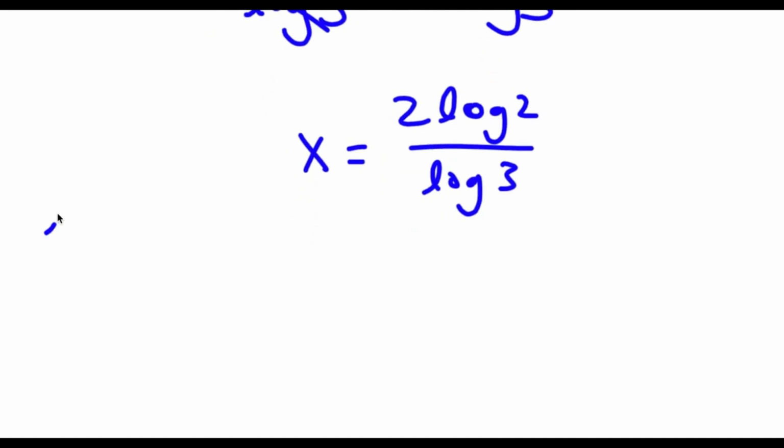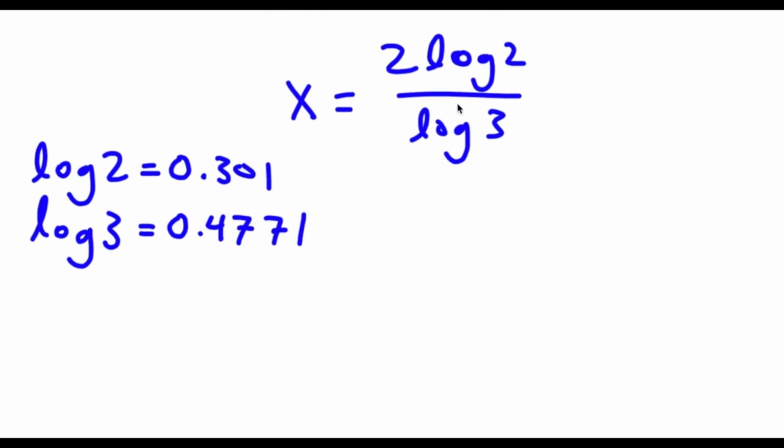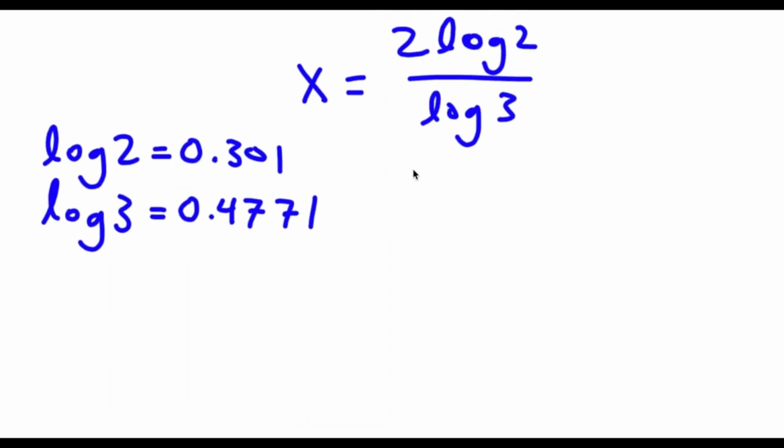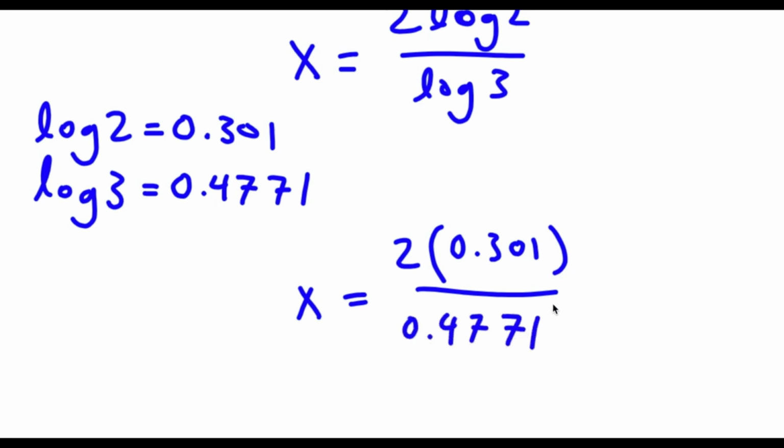Now the value of log 2 is equal to 0.301. And log 3 is equal to 0.4771. So now if I plug these values into our equation here, I get x is equal to 2 times 0.301 over log 3, which is 0.4771.